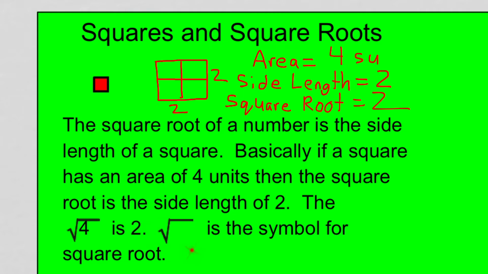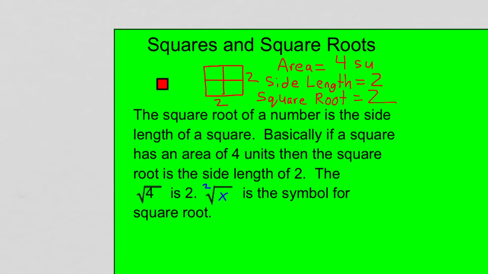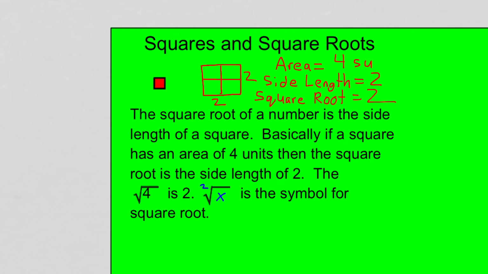This symbol right here is the symbol for square root. And sometimes you'll see it written like this. You'll see it written with an unknown number x in there as well, and sometimes you'll see it written with a little 2 up there indicating we're talking about the square root. So it can be written in many different ways, and I also showed the kids how to do this on a calculator, but we won't be using a calculator much in this unit other than to check our answers. We're going to be doing a lot of mental math and estimating with square roots. So I wanted to just focus on what a square root is. A square root is the side length of a square.